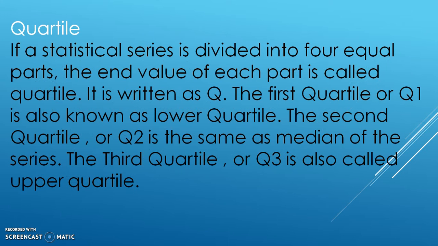Quartile. We have already studied it. We are going to revise it. If a statistical series is divided into 4 equal parts, the end value of each part is called quartile. It is written as Q. The first quartile, Q1, is also known as lower quartile. The second quartile is same as median. The third quartile, Q3, is also called upper quartile.